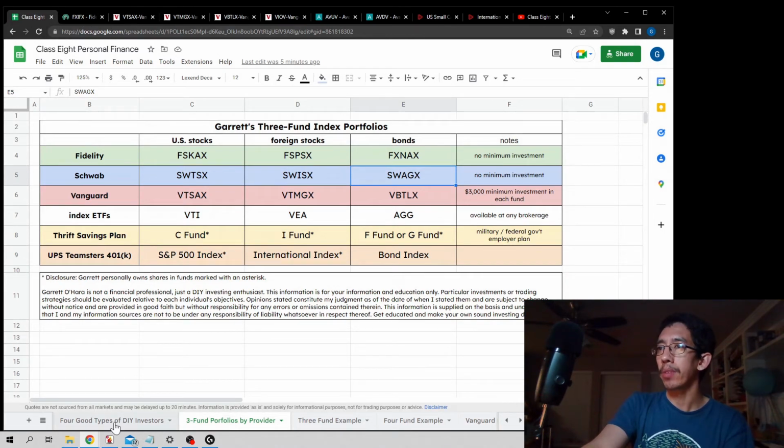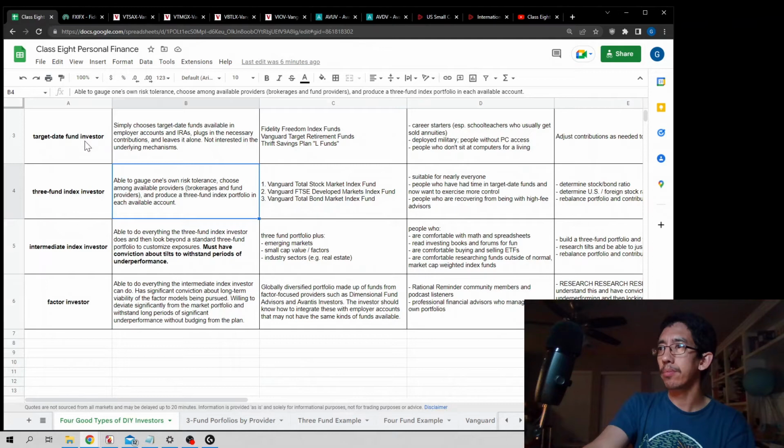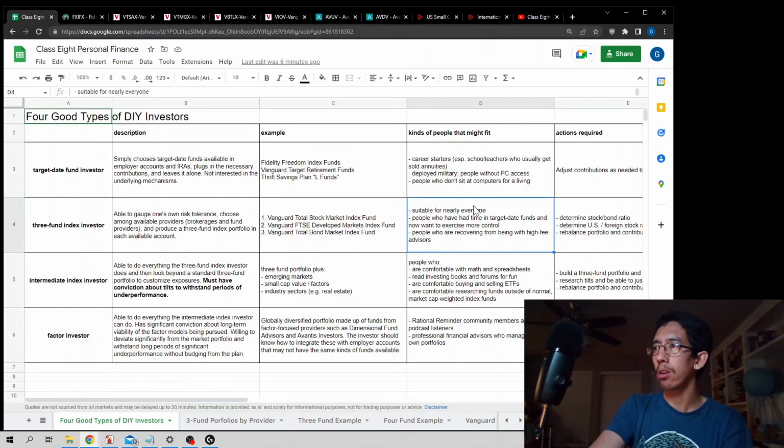Let's go back to our four good types and talk about this a little bit more. Is this suitable for nearly everyone? Yeah. There's a lot of folks who could potentially go into these other two rows that we'll talk about and just choose not to because, hey, this is a good enough portfolio and I want to do other things with my life. I don't want to worry about tilts. I don't want to worry about factors. I just want a very simple three fund portfolio that's already nice and diversified. Hey, go for it. Personal finance is personal.